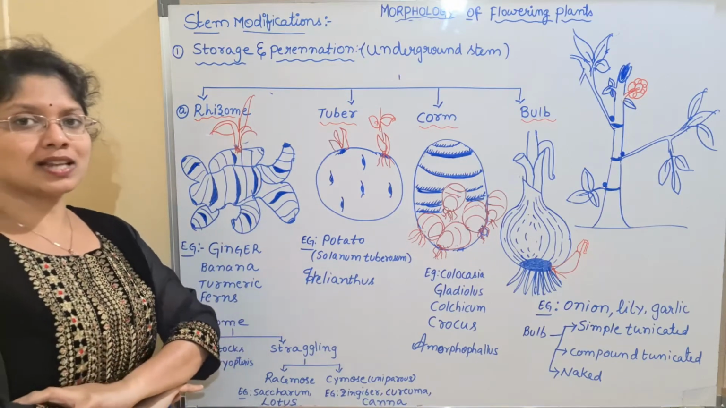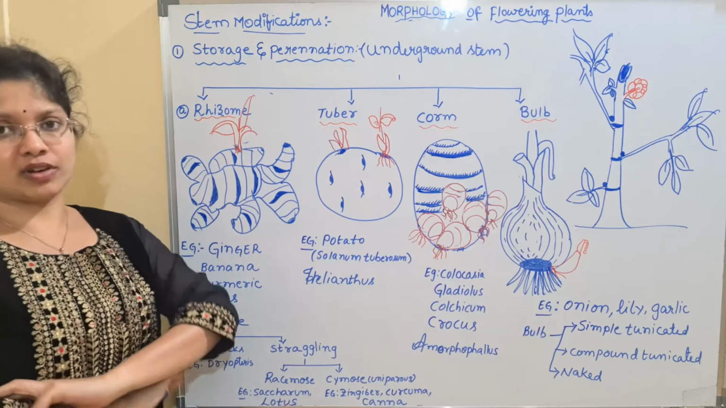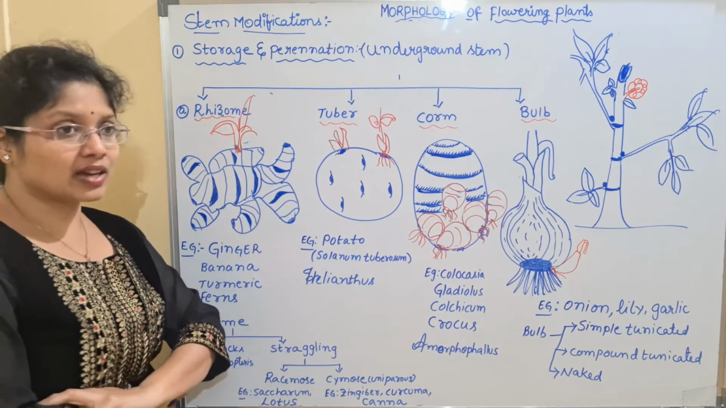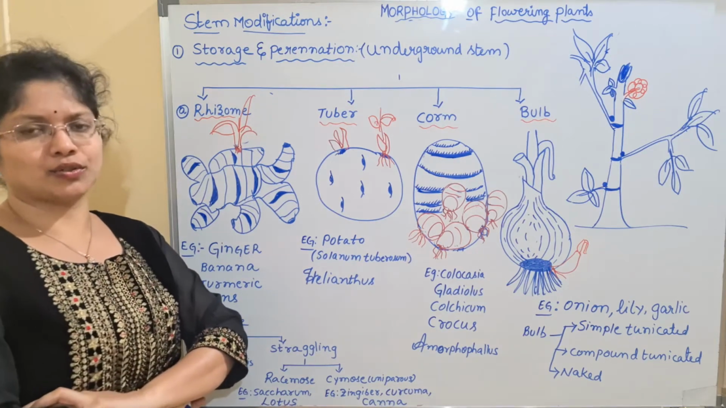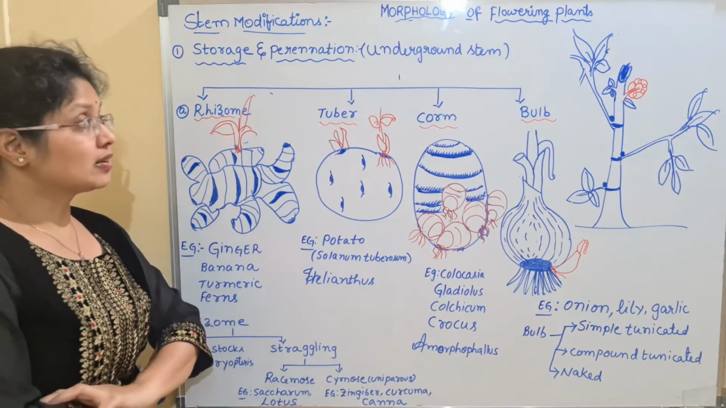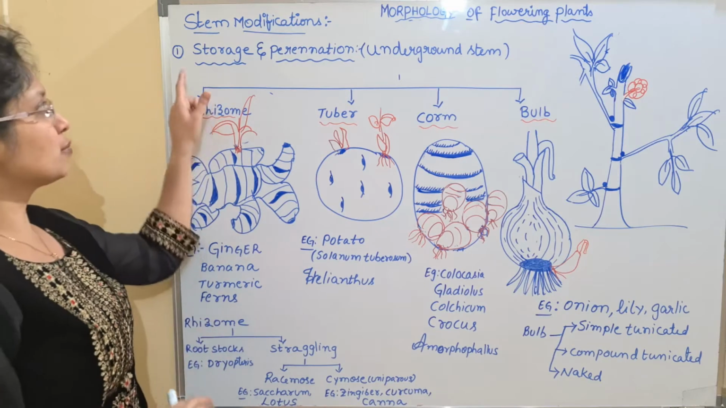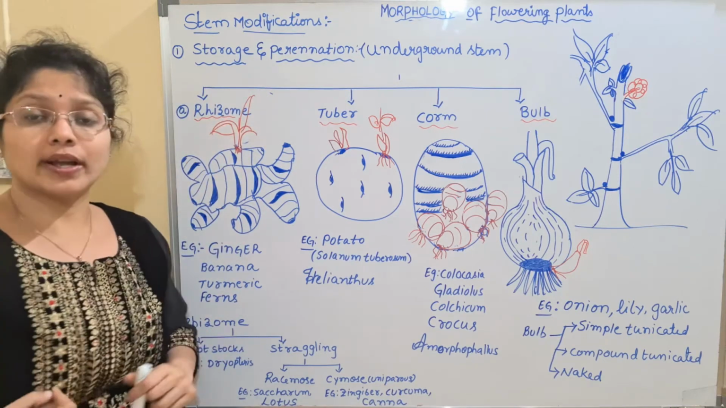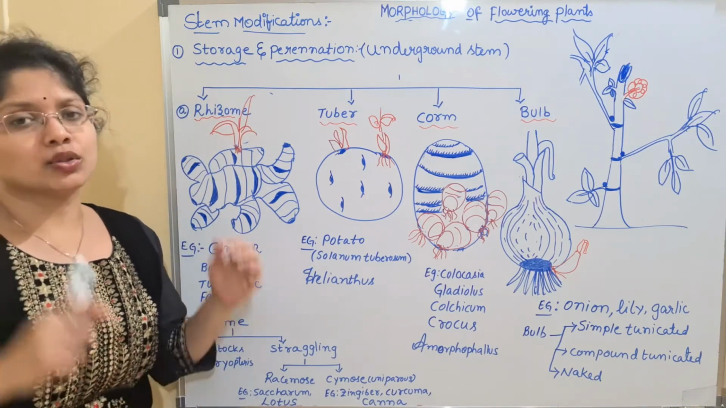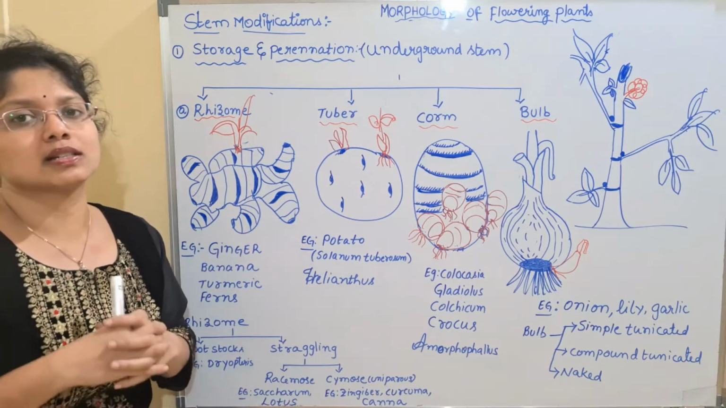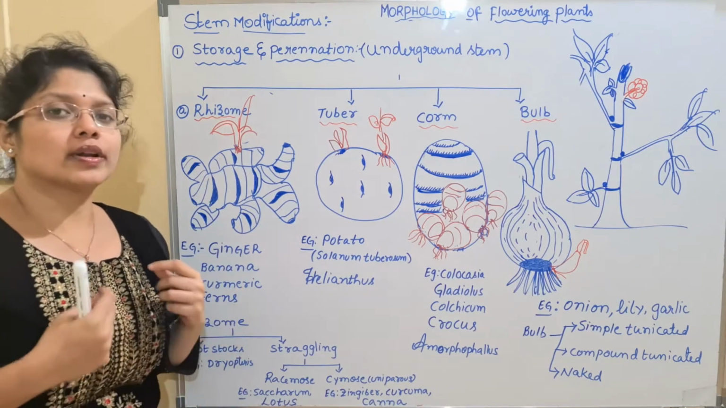Just like the root, the stem also has different types of functions. What are the functions that we have discussed now? The general functions of the stem. Then we will look into the special functions of the stem here. The first important function is storage and perenniation.